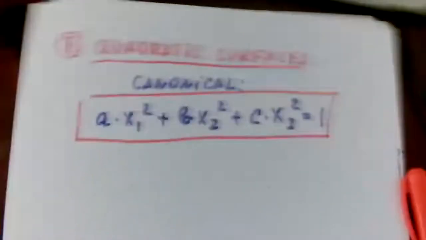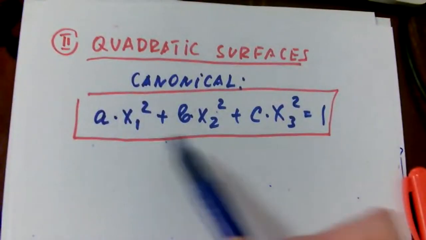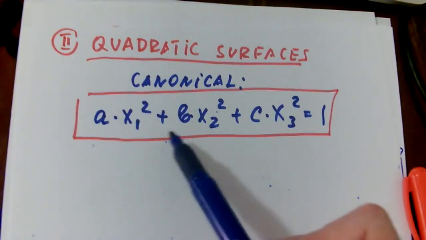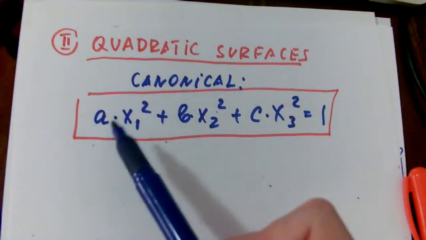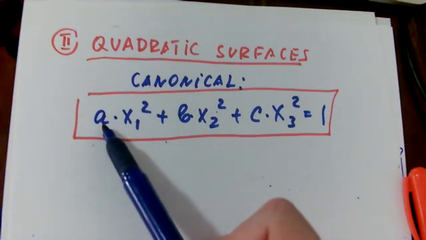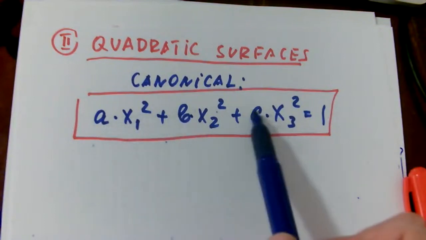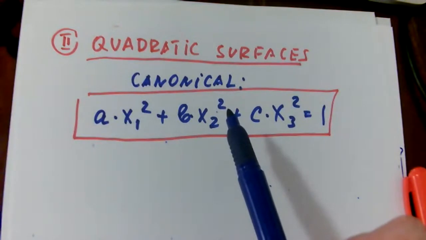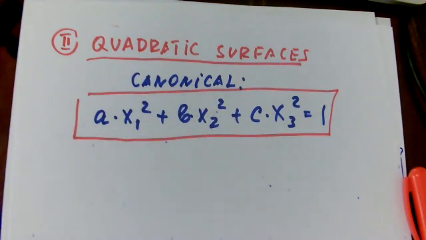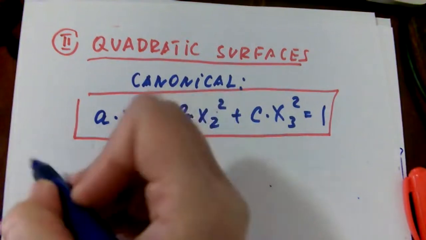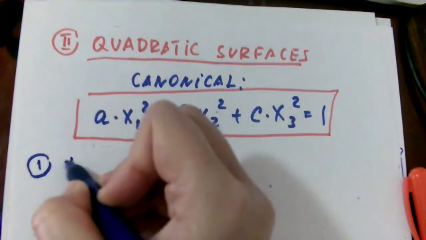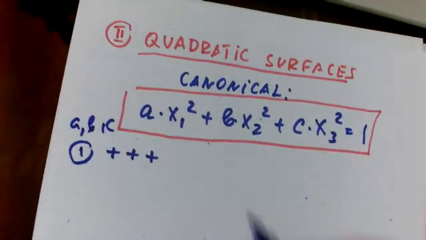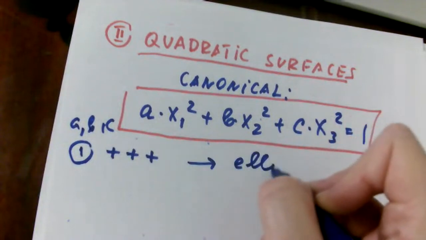Okay, so if you have this canonical equation, how do you determine which kind of surface is hiding behind it? The answer is that it all depends on the signs of these coefficients, a, b, c. They can be positive, can be negative, some of them can even be 0. And as a result, you have 5 canonical surfaces. Let's write them down. The first one: if all these coefficients a, b, c are positive, you are dealing with an ellipsoid.